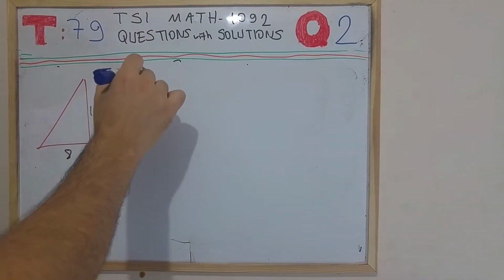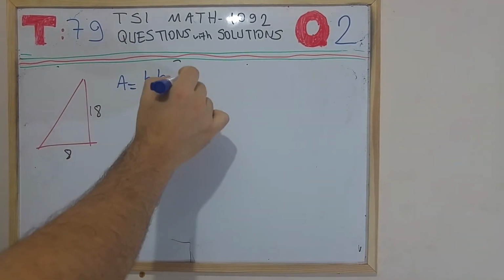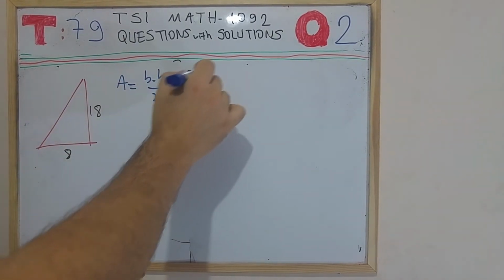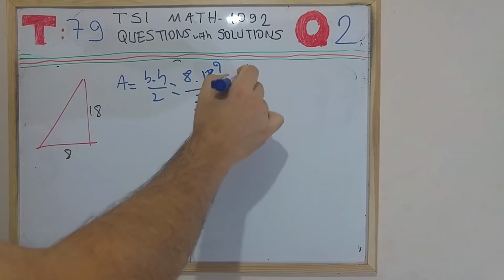Area is equal to base times height over 2, which is equal to, base is 8 here, and height is 18, divided by 2. This is equal to, this is going to be 9, 72.